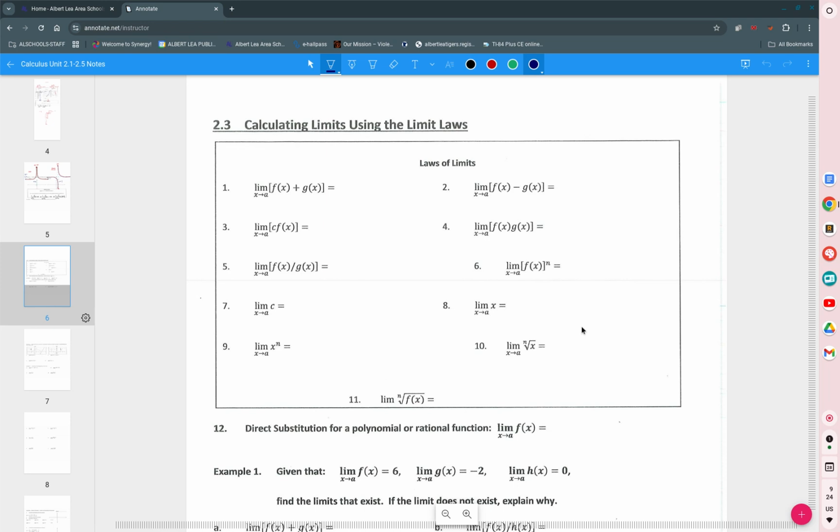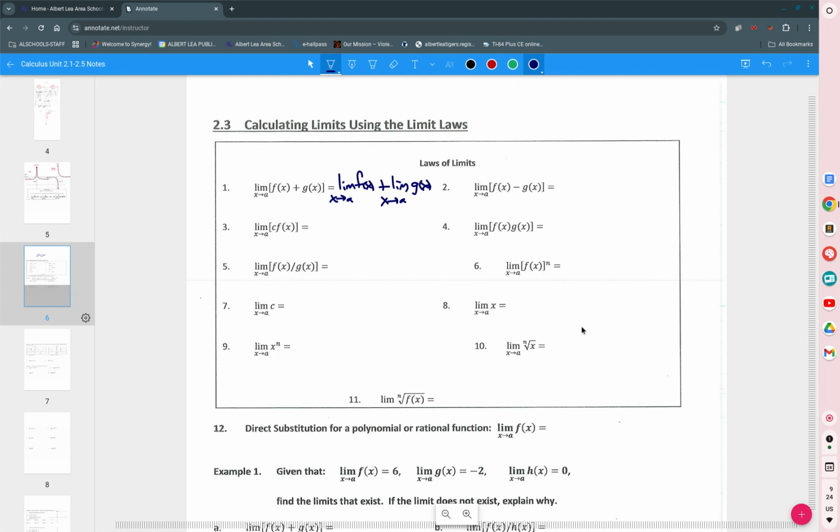This is saying the limit as x goes to a of f of x plus g of x is the same as the limit as x goes to a of f of x plus the limit as x goes to a of g of x. Now, I'm not going to write that down for every single piece. I'm just simply going to give you an example, and then we're going to move on from there, okay?